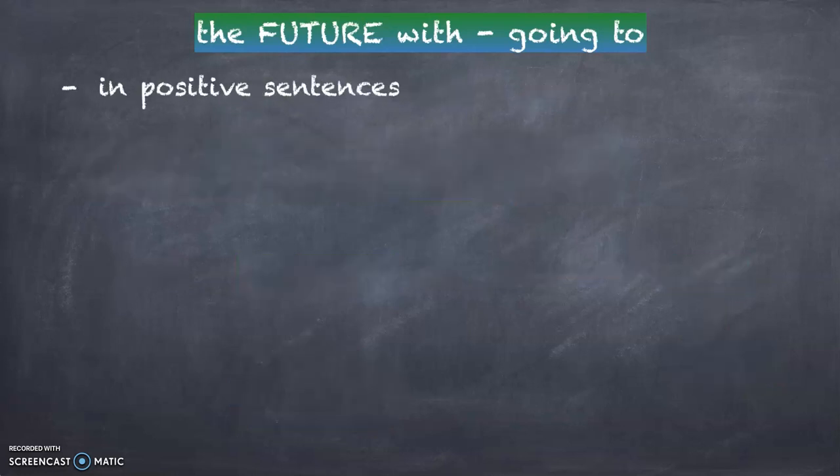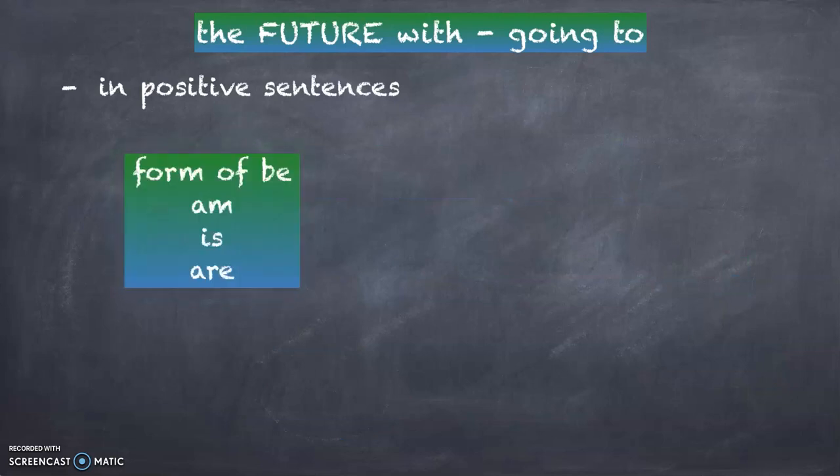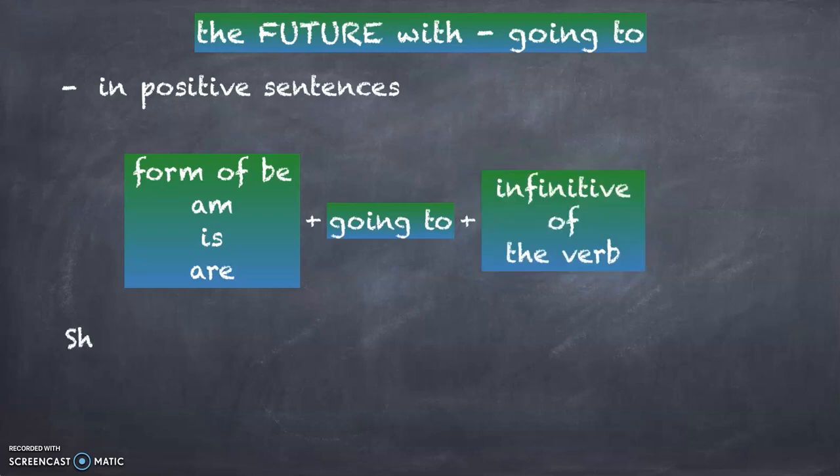How do you do it? In positive sentences, you have a form of be. The forms of be are am, is, and are. You use am when you have I, is with he, she, it, and are with you, they, or we. Then you have the going to, and after going to, the verb in the infinitive form without to. She is the subject of the sentence, and then you have she is going to sing a song.